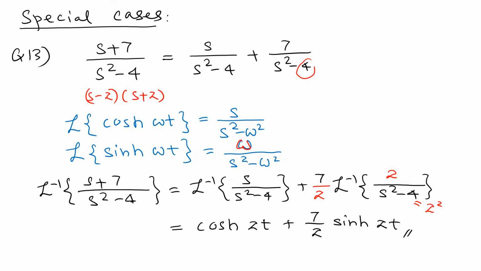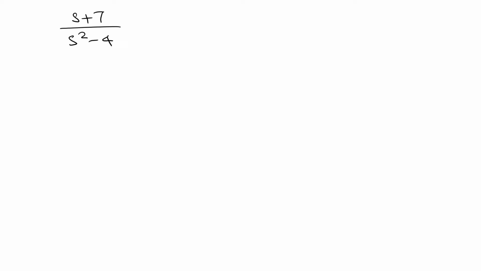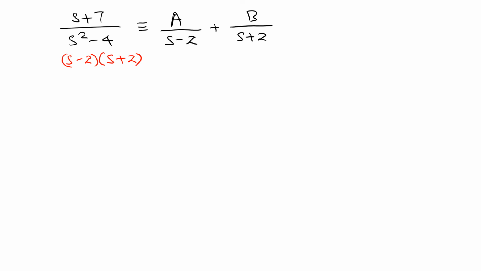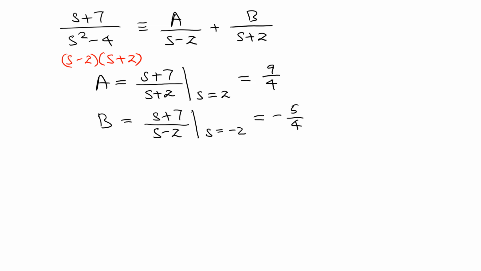Okay, so let's do another example. Actually, before doing another example, let's see what exactly happens if you try to find the partial fractions. Here we have (s + 7)/(s² − 4), and you can see the factors s − 2 and s + 2. So your partial fraction is going to be A over one of them and B over the other one. You can use the cover-up method for this one, so you're going to get A and B like this. Now we can plug in those values.